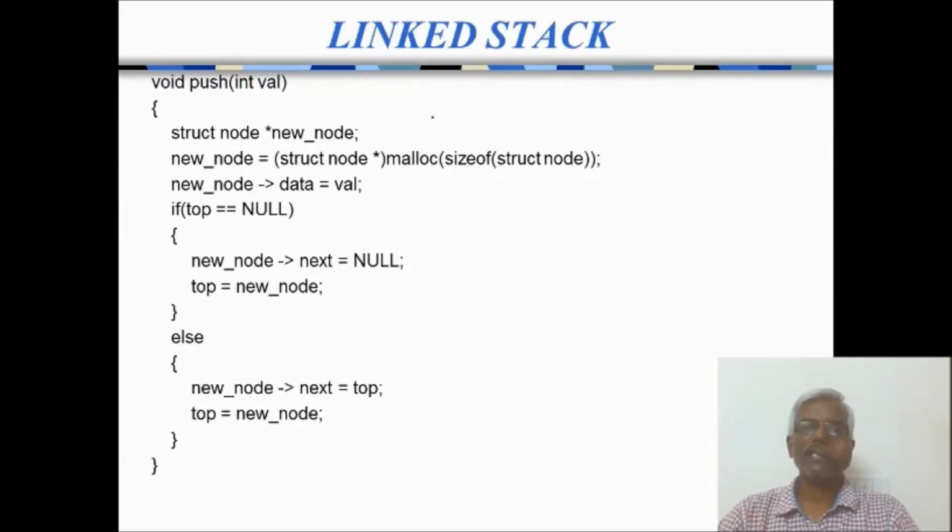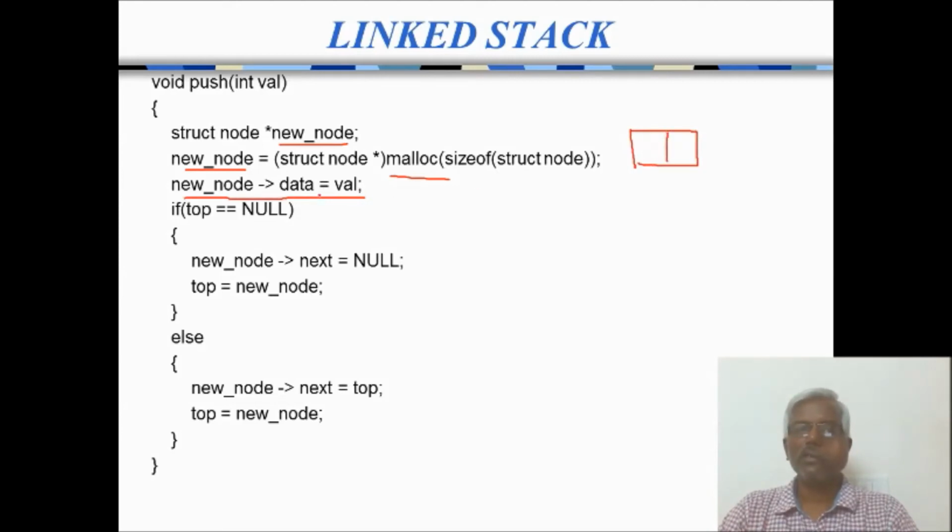Now first see the push function. In the push function we already discussed the algorithm. We are creating a new node. For that we have to declare a variable, and by using the malloc function we create a new node, and in the new node, data is going to be the value. Here the new node is created.